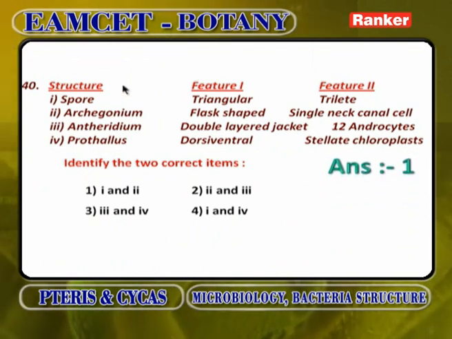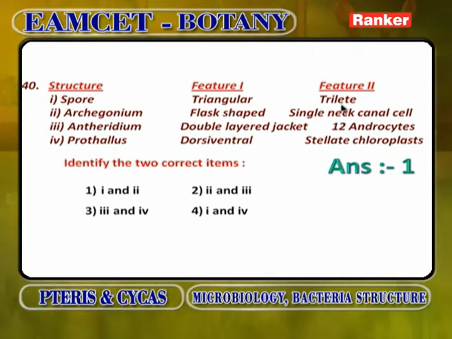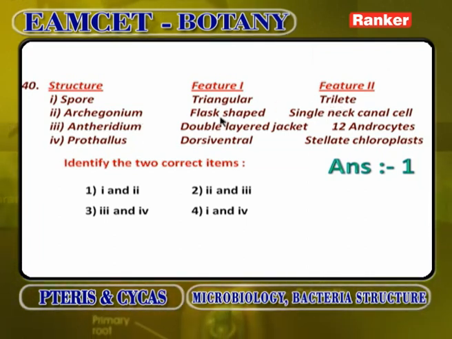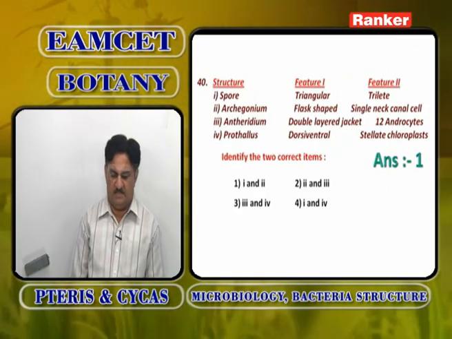This is another 3 column structure: feature 1, feature 2. Spore, triangular, trilete. Trilete means a triradiate special stalk is present. Archegonium, flask shaped, single neck canal cell, correct. Antheridium, double layered jacket, 12 androcytes is wrong. 12 and spore mother cells will be present. Prothallus, dorsiventral, stellate chloroplast is wrong. Chloroplast is discoid, not stellate. So, answer 1 and 2.